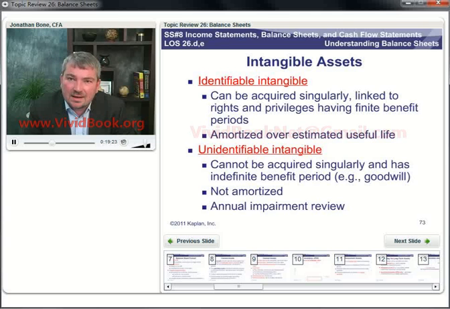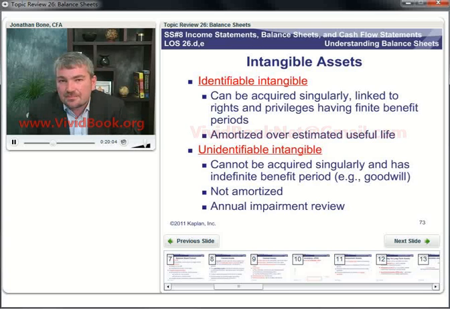Unidentifiable intangibles are assets that cannot be acquired singularly or have an indefinite, i.e. an infinite benefit period. Now, our classic one is goodwill. You can't go out and buy a company's goodwill as a separate asset. Instead, you acquire the goodwill by buying all of the company's balance sheet, its assets, its liabilities, etc. Essentially, goodwill is the difference between the price we pay to acquire a subsidiary and the fair market value of the net assets that we've acquired, i.e. the balance sheet net assets adjusted to fair market value.